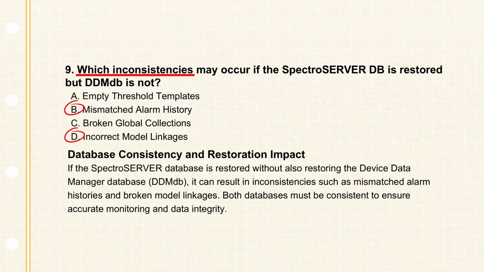Wow, that analogy about having two different maps of the same city really drives it home. One shows the roads, the other the building details, but they're from different dates. You can see how that would cause chaos. Absolutely. Database consistency is paramount.